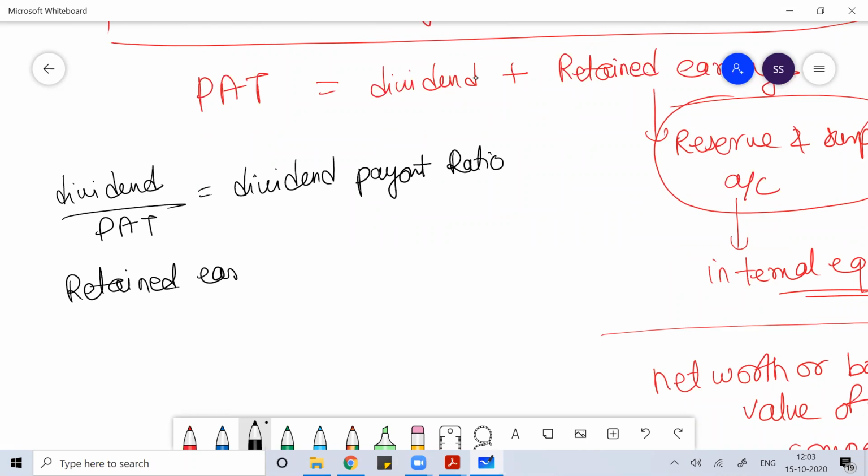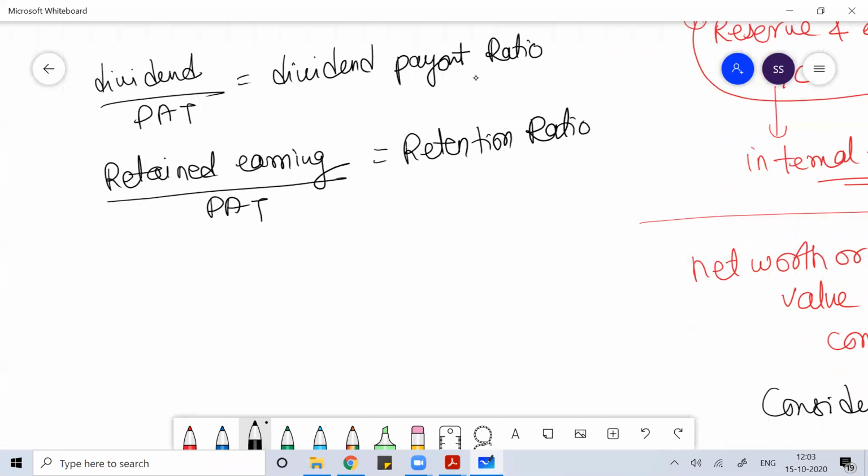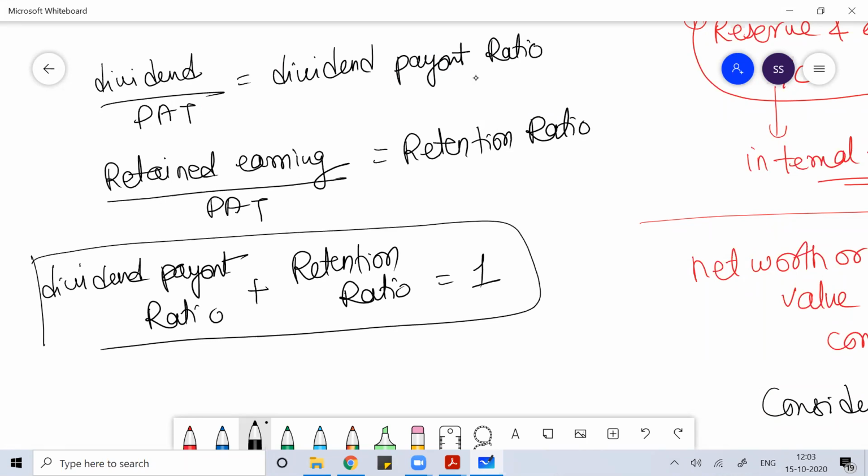While retained earning divided by profit after tax is called the retention ratio. So remember that the sum of the dividend payout ratio and the retention ratio is equal to 1.